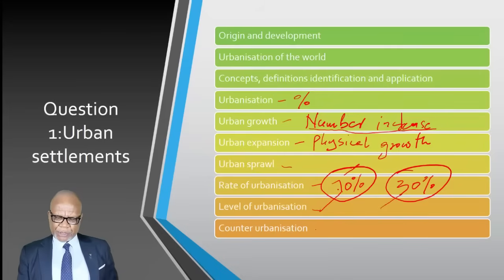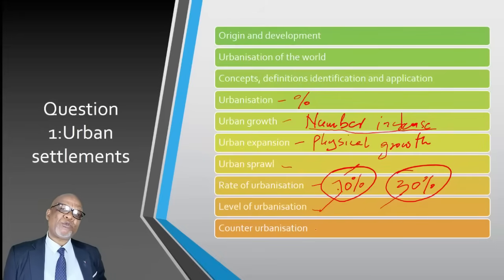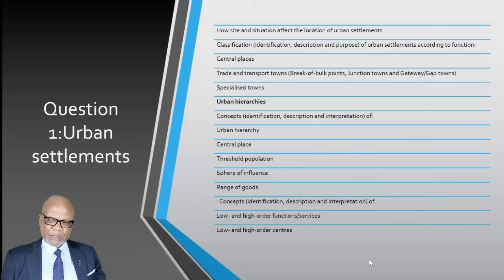Then we have counter-urbanization. Urbanization comes with a lot of challenges. Once there are a lot of people living in urban areas, what happens? There's traffic congestion, there is shortage of resources, there is an increase in crime, there is overcrowding, there are a number of problems. Because of the problems that are experienced, people start to move out of urban areas and settle back into rural areas. So what do you call that? We call that counter-urbanization. It's when people move from urban areas back to rural areas. We call that process counter-urbanization.